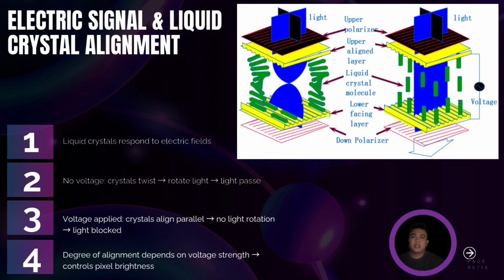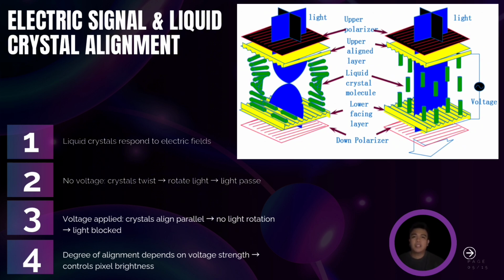Liquid crystals are very responsive to electric signals. When no voltage is applied, the molecules inside the liquid crystal layer remain twisted. This twisted structure rotates the direction of incoming light, allowing it to pass through the second polarizer. As a result, the pixel appears bright on the screen.